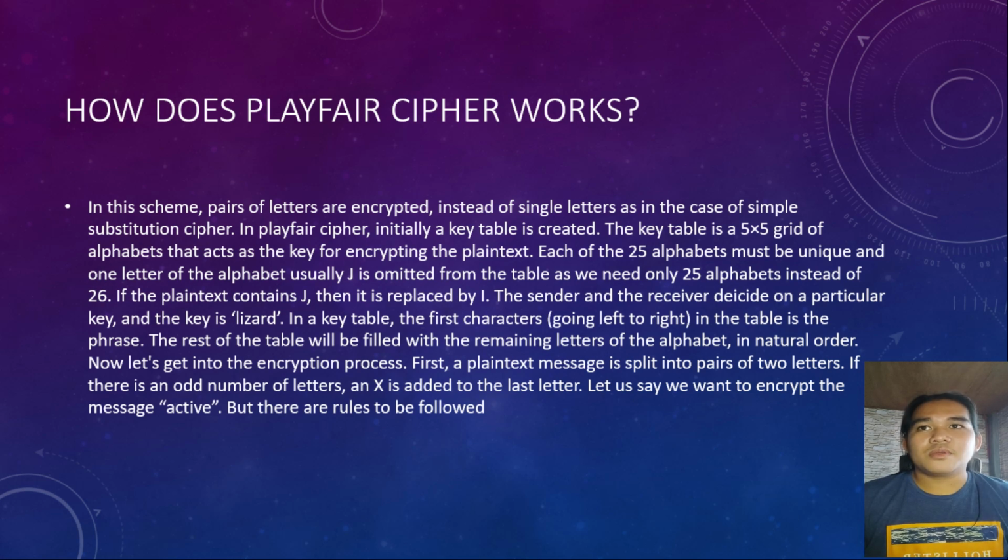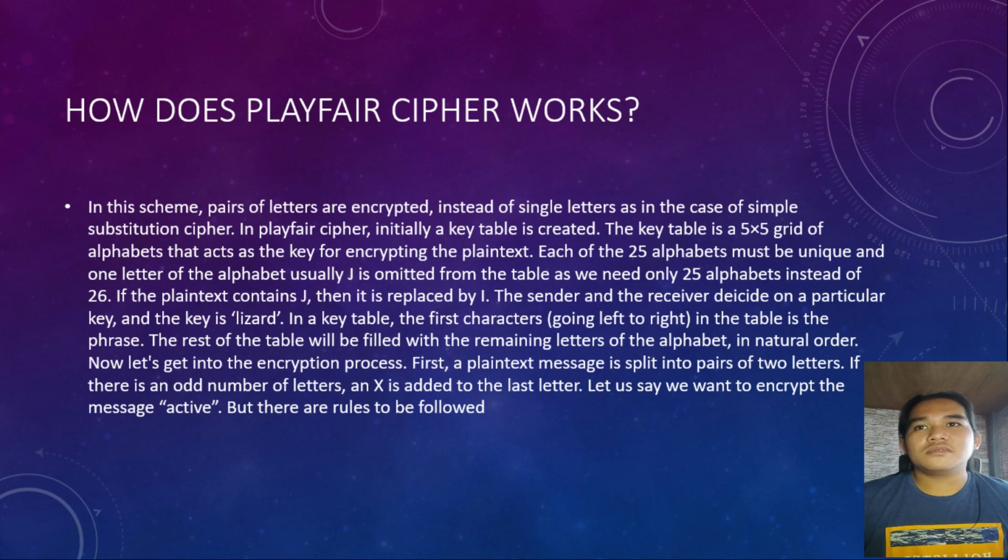In this scheme, pairs of letters are encrypted, instead of single letters as in the case of simple substitution cipher. In Playfair Cipher, initially a key table is created. The key table is a 5x5 grid of alphabets that acts as the key for encrypting the plain text. Each of the alphabets must be unique and one letter of the alphabet, usually the letter J, is omitted from the table, as we only need 25 alphabets instead of 26. If the plain text contains the letter J, then it is replaced by the letter I.